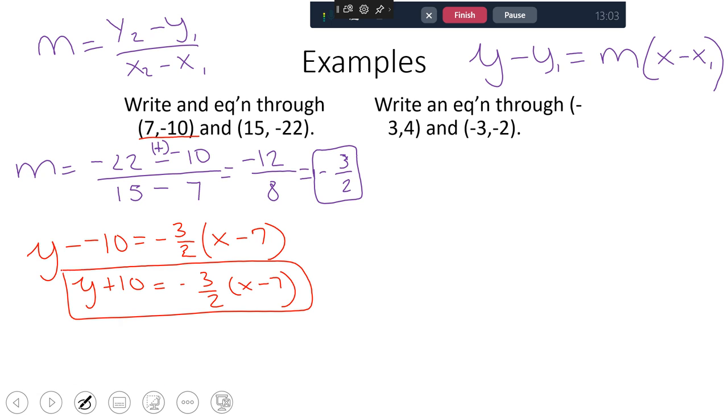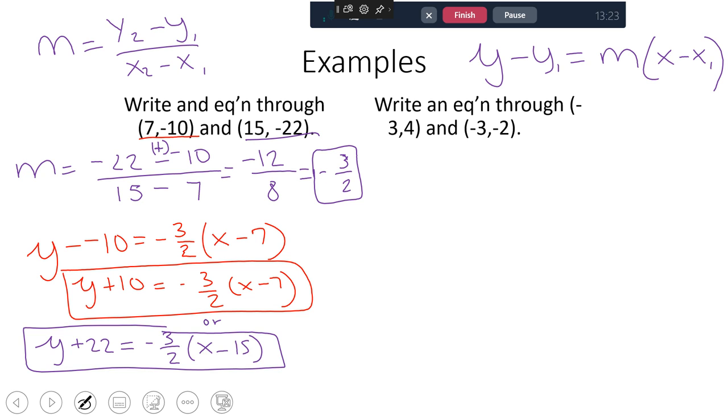Or if we use the other point, I'll do it the other way. So we use this point, again it would be y, negative negative would make that positive 22, equals negative 3 over 2 times x minus 15. Either way, either answer would be okay. They might tell you to use the first ordered pair. They might tell you to use the ordered pair 15, negative 22. Most of the time they tell you which ordered pair to use. Okay? But if they don't, you can use either.